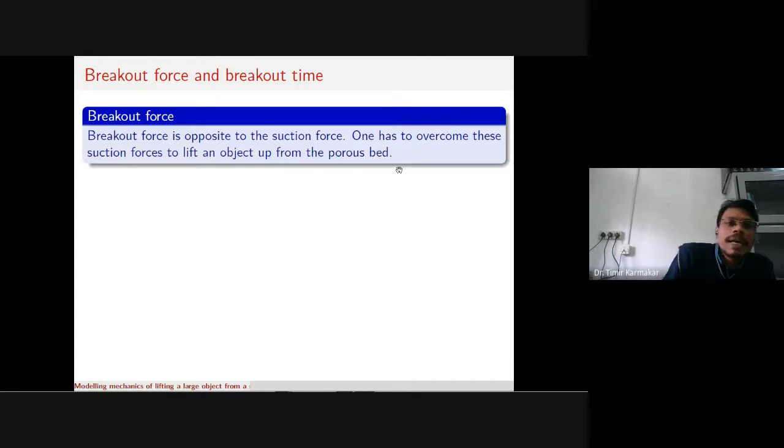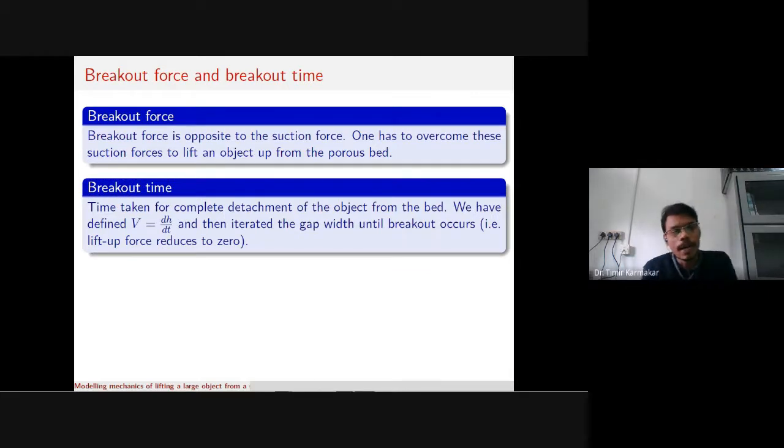The breakout force is opposite to the suction force. One has to overcome the suction force to lift an object up from the porous seabed. And the breakout time is the complete time taken for the complete detachment of the object from the bed. So breakout force and breakout time, this total phenomenon is called the breakout phenomenon.